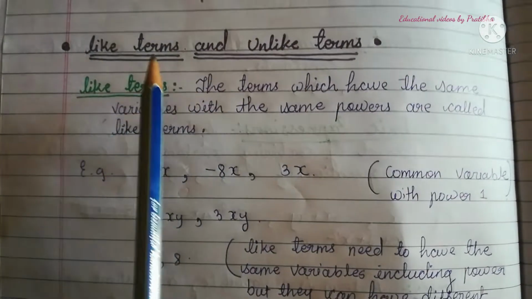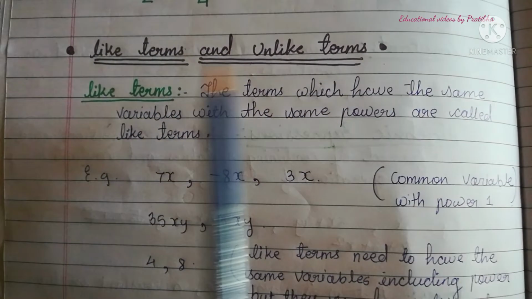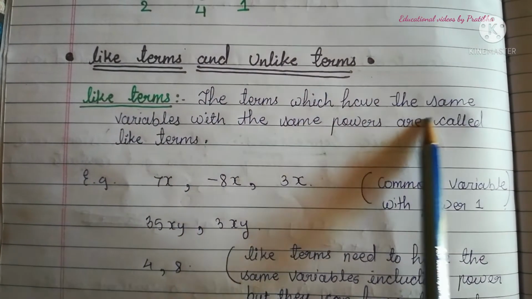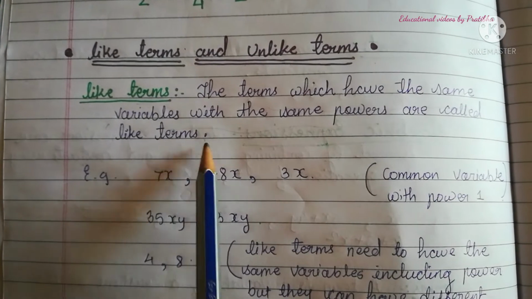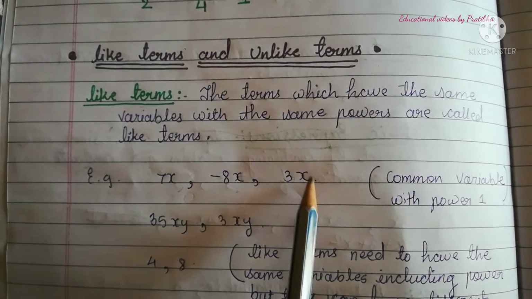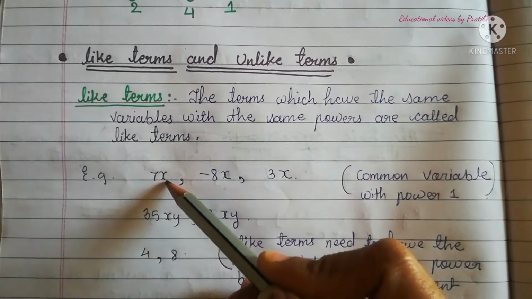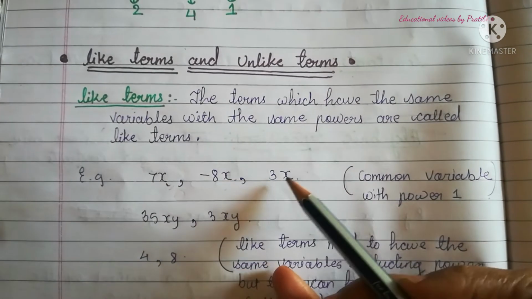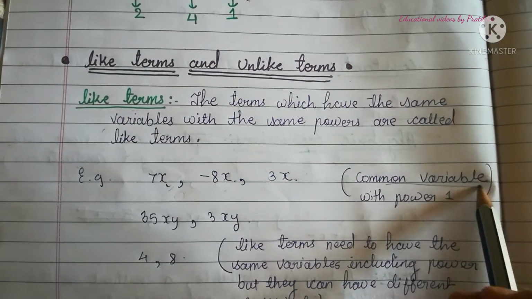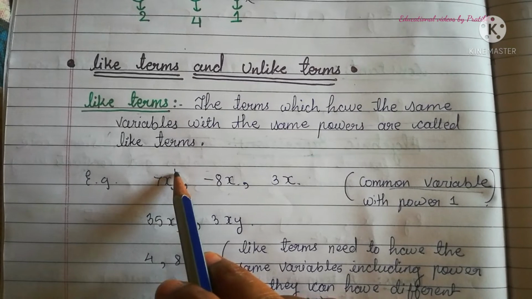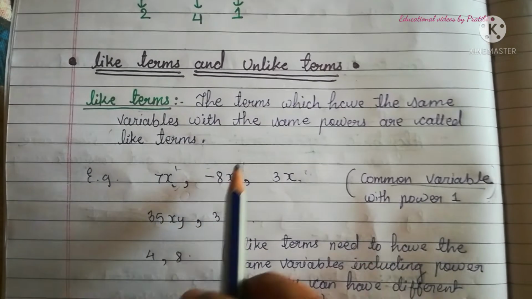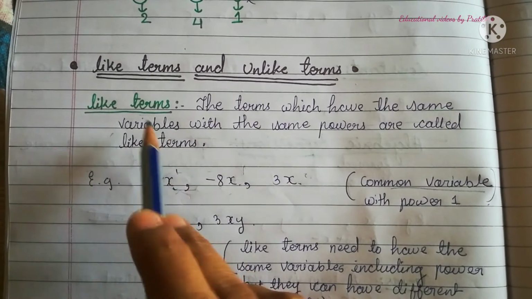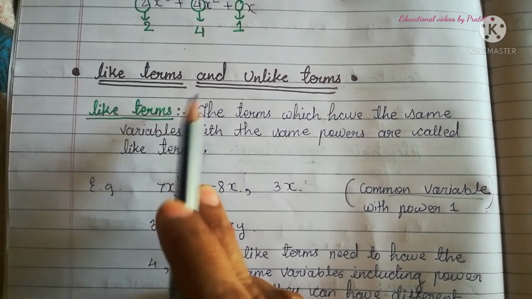Let us see like terms and unlike terms first. Now, like terms. The terms which have the same variables with the same powers are called like terms. Example: 7x, minus 8x and 3x. Here the variables are common, x, x, x. So common variable and the power is the same, 1, 1 and 1. So these are the common variables with the same power. So these 3 terms are like terms.